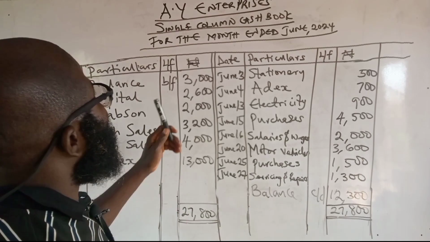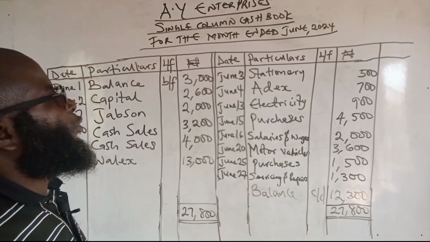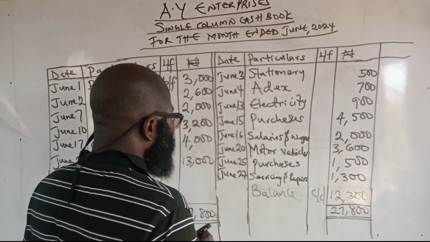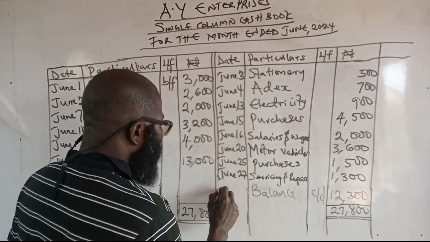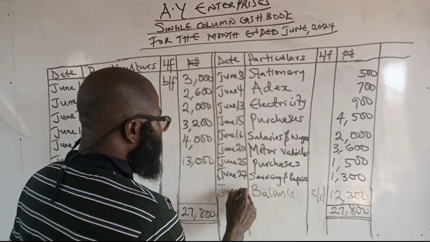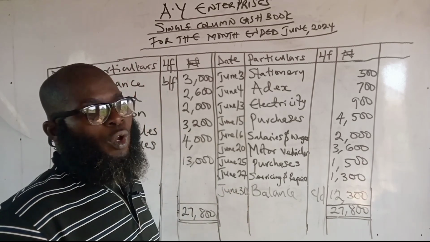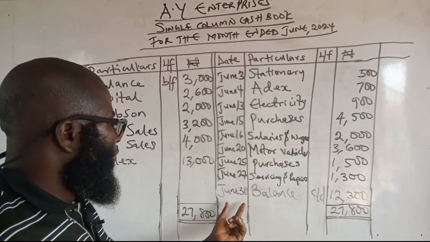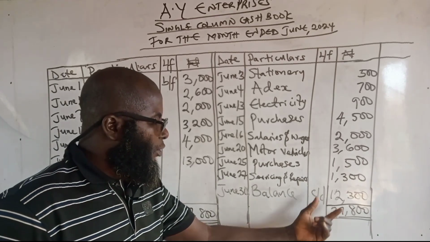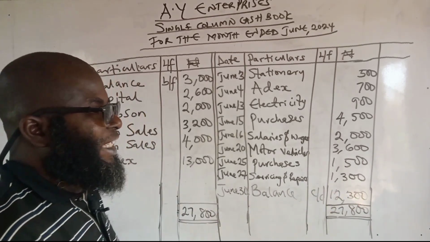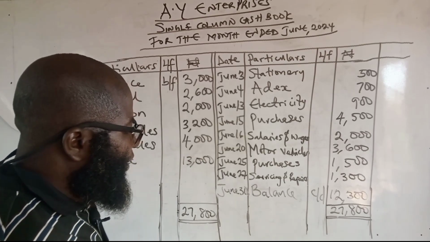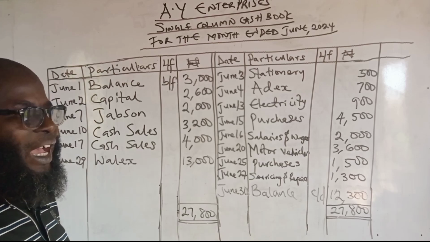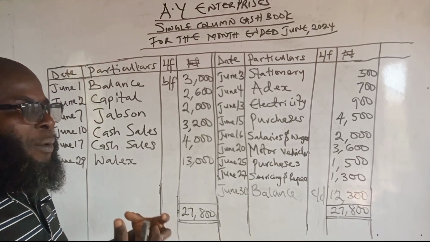As you can see, AY Enterprises is preparing its cash book for the month ended June. Therefore, you come to this date column, then you write June 30th. As we all know that June 30th is the last day of June, this is what we are going to write here. You put June 30. Balance carried down 12,300. Meaning that at the end of June 30th, AY Enterprises is having 12,300 naira as his cash at hand, or the cash that is still in his business.